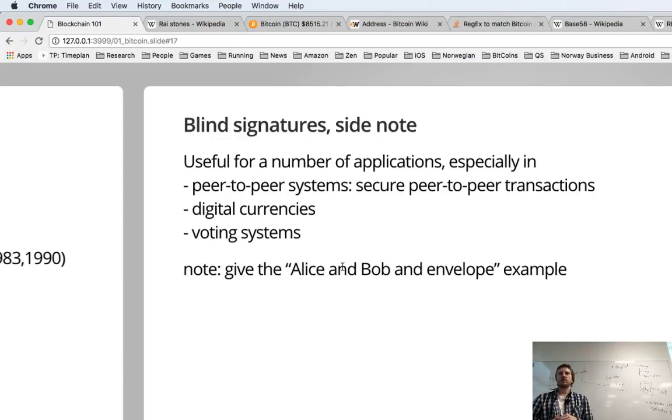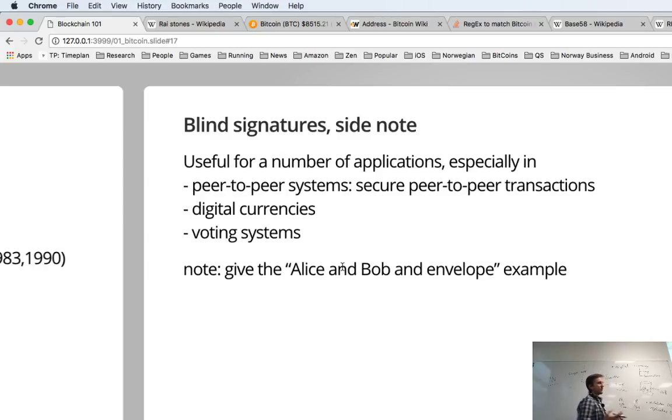So the normal signature is that if Alice wants to sign something for Bob, right? So Alice prepares a message and signs it with her private key. Then Bob can use Alice's public key to verify that the signature matches, right?